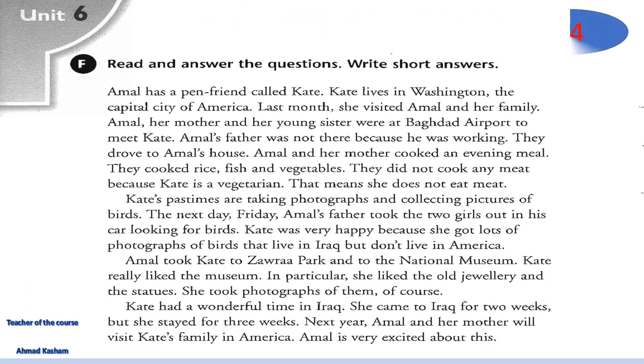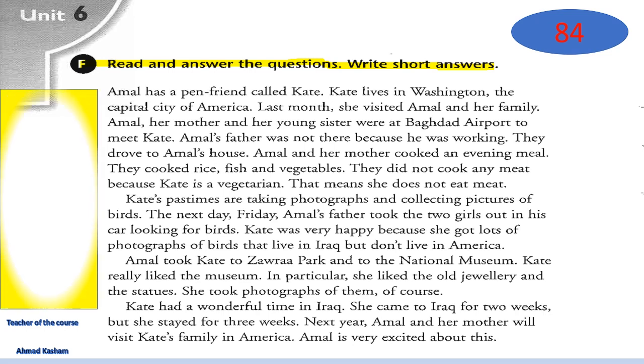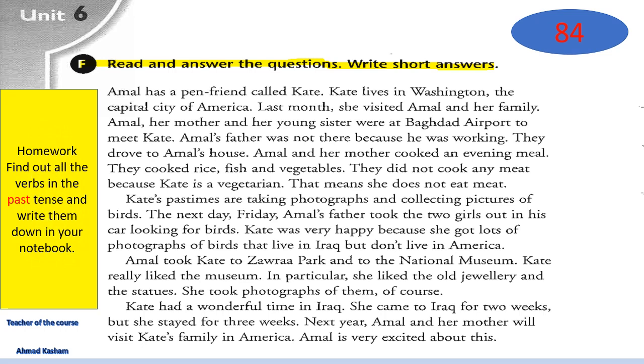And now to page 84, we have a text. We are going to read this text and answer the questions. Write short answers. Yes? Before we start reading or answer the questions about this text, my students, you have homework. What is it? Find out all the verbs in the past tense and write them down in your notebook.